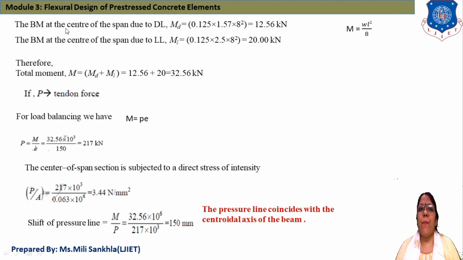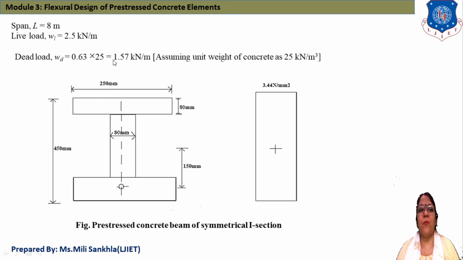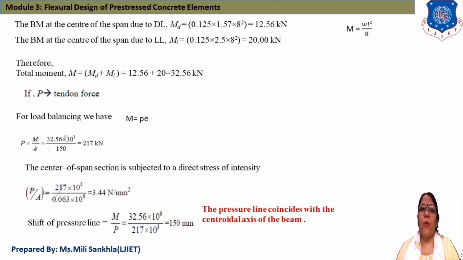Bending moment at the center of the span, that means at the middle portion, is MD. The equation of moment is WL square by 8, because this is a simply supported beam subjected to UDL load. 1 by 8 is equal to 0.125, and WD is equal to 1.57. Look, this is 1.57 for WD, and live load is equal to 2.5. We simply use this WL and WD to find the moment. Span L is equal to 8, squared. The answer is 12.56 kilonewton meter.